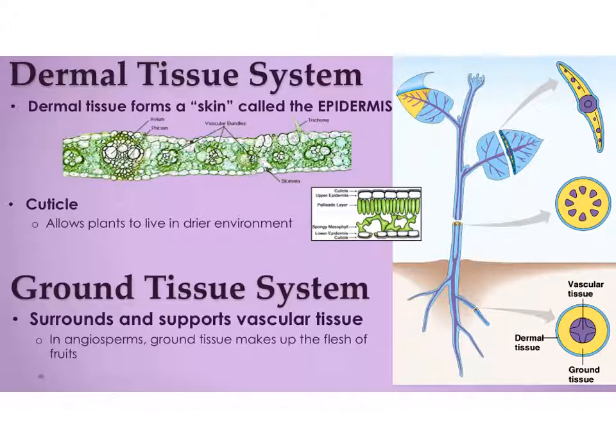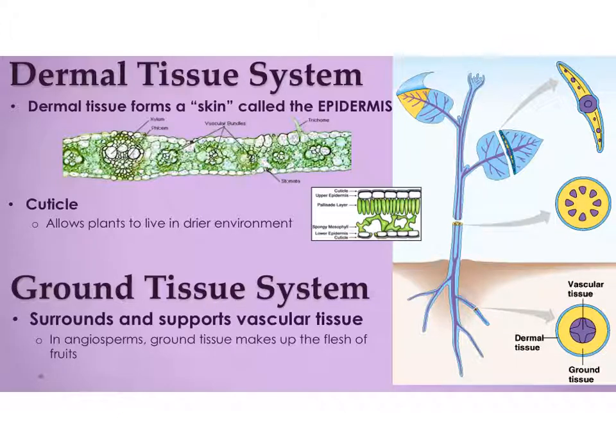There are 3 tissue systems in a plant. We have multiple tissue systems as well, and it's just the function that they're going to do. When a bunch of cells work together, they form a tissue. When a bunch of tissues work together, they form an organ. When organs get together, they form organ systems, and then the organ systems form the whole organism. So we're going to look at the specific tissues that make up plants.